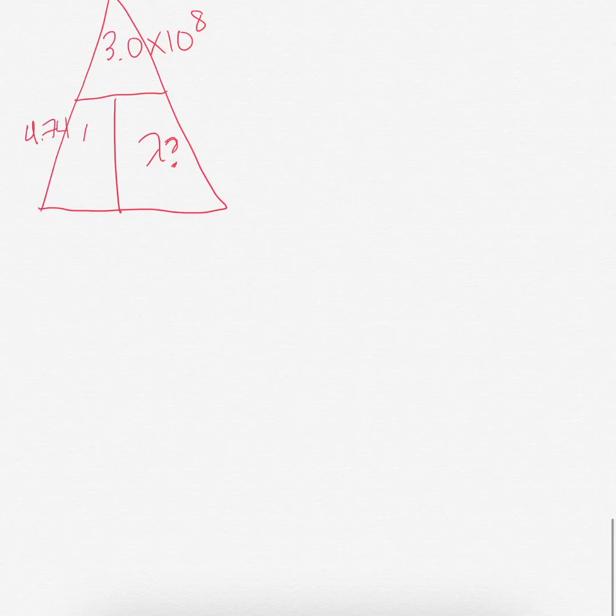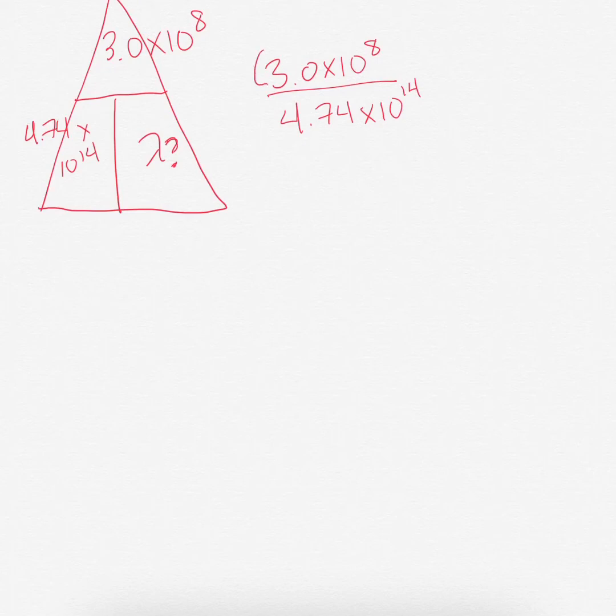And I know frequency is 4.74 times 10 to the 14. So again, I can divide 3 times 10 to the 8 divided by 4.74 times 10 to the 14. So when I put this in a calculator, I would make sure to keep these in parentheses so your calculator doesn't get confused. When you do that, you would get this number.